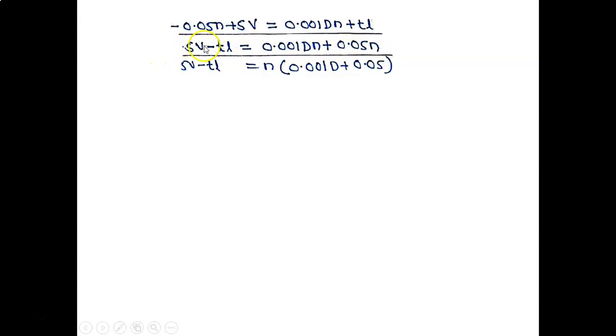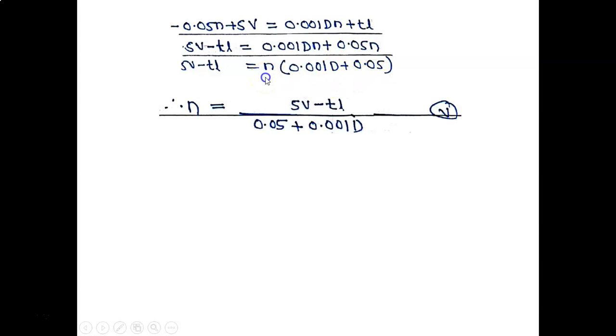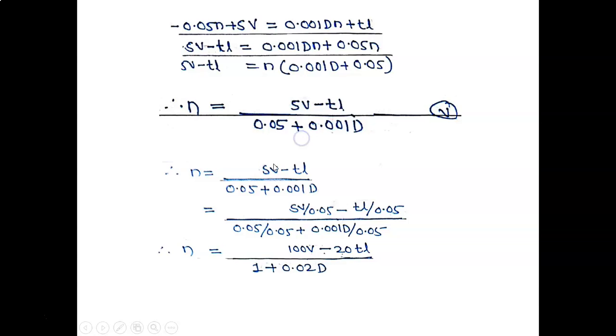Terms related to n we have taken on one side. Therefore, 5v minus TL is equal to small n into bracket 0.001 d plus 0.05. Therefore, n is equal to 5v minus TL divided by 0.05 plus 0.001 d, equation 5. Now here we want the value 1, so we will divide numerator and denominator by 0.05.